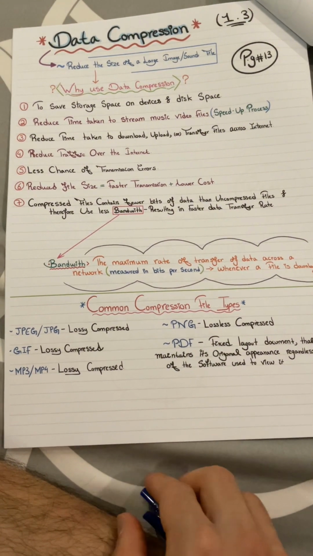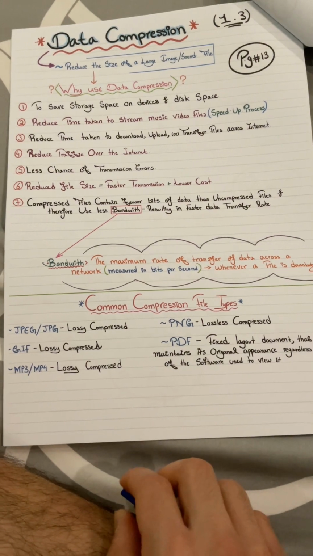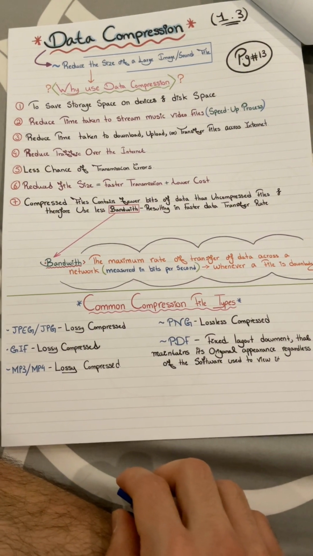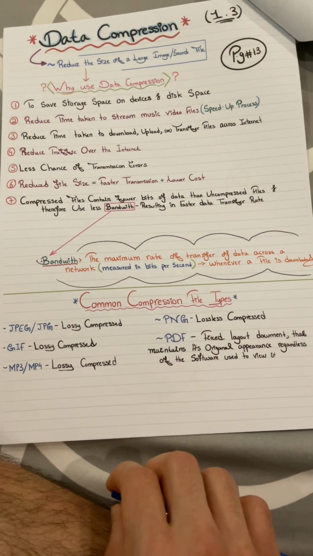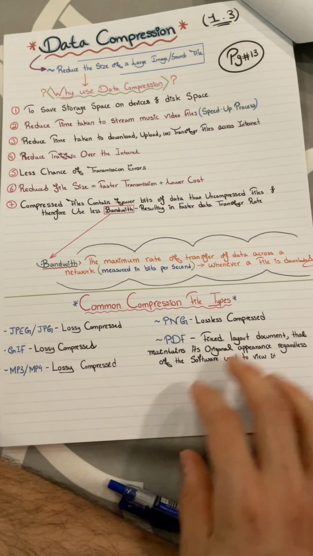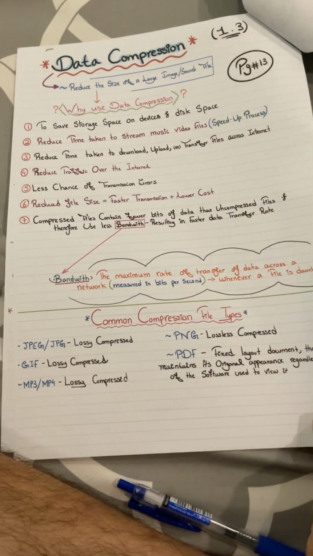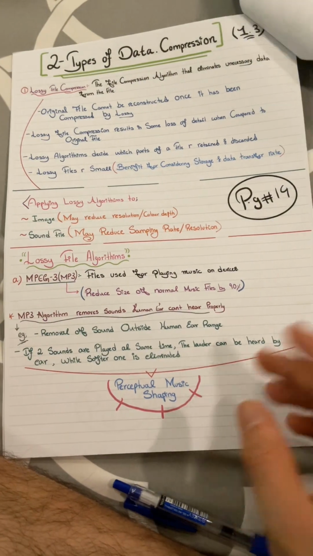Now, there are common compression file types. We have your JPEG and MPEG, which are lossy compressed, your GIF, lossy compressed, MP3, MP4, lossy compressed, PNG, lossless compressed, and PDF, none. What do we mean by lossy and lossless? We'll have a look at it right now.